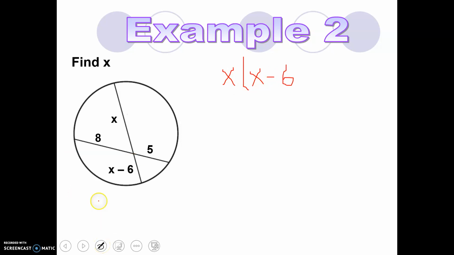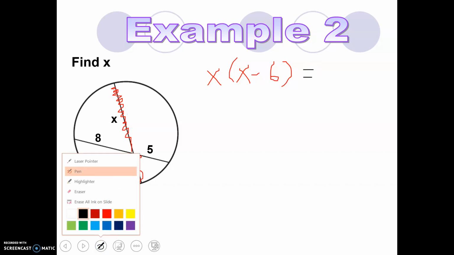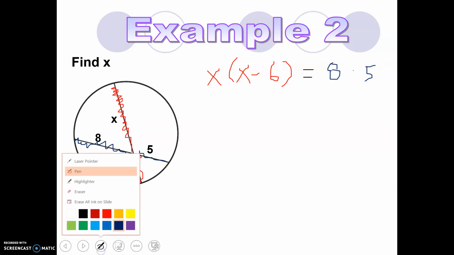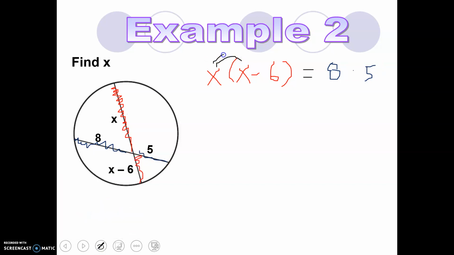Let me write this again, excuse me. So let's start off with x times x minus 6. And this is going to be equal to 8 times 5. Okay, so we're going to go ahead and simplify that. Again, we're going to distribute here. We're going to get x squared minus 6x is equal to 40.